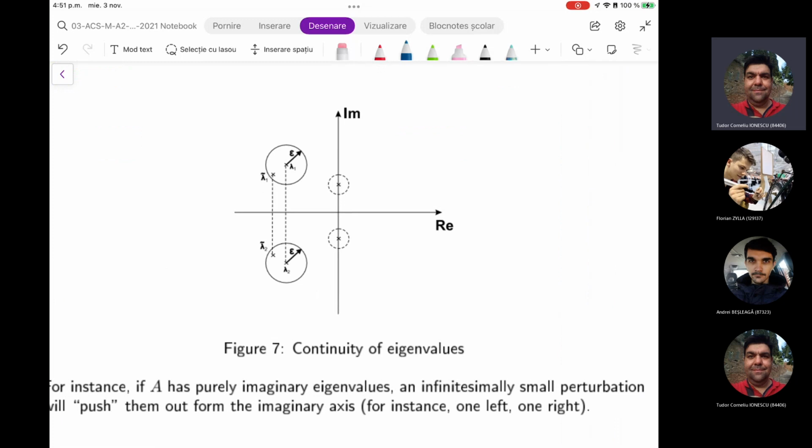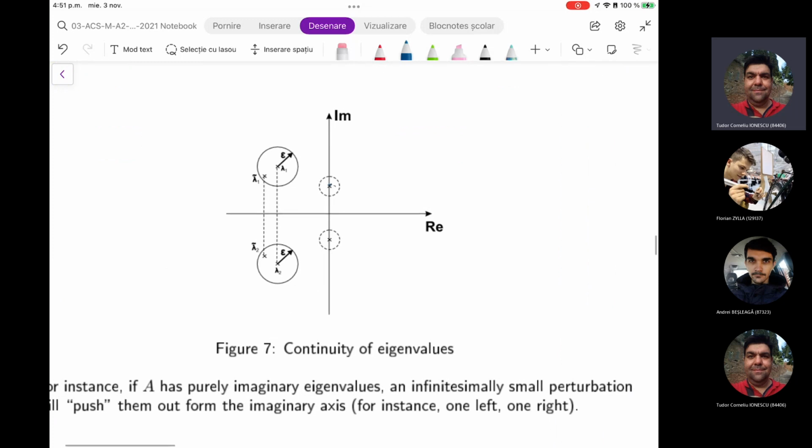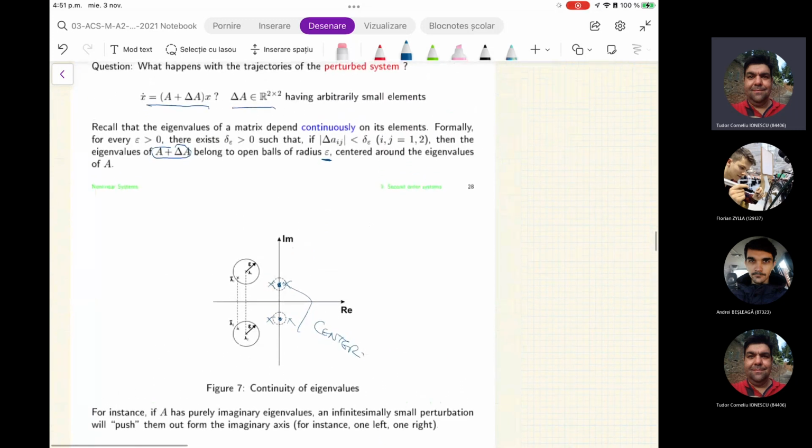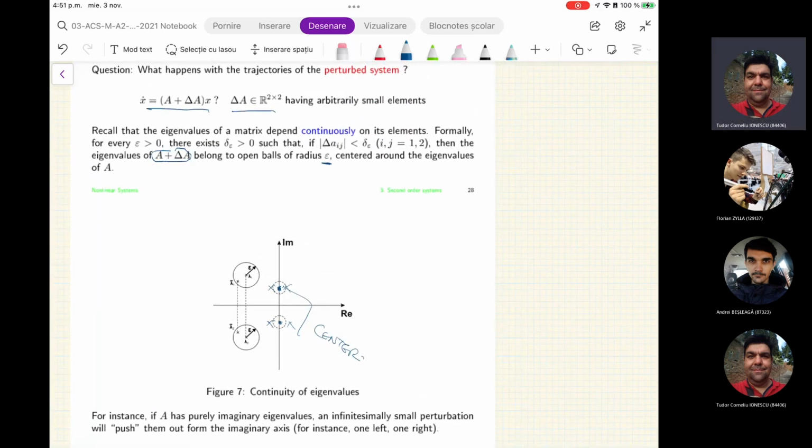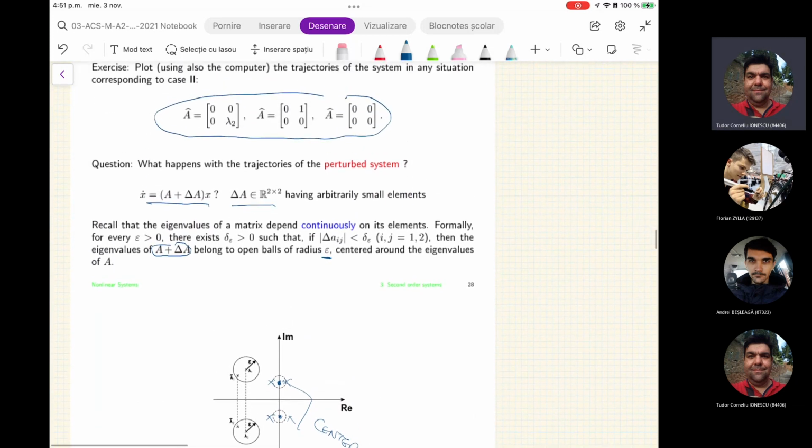Okay, look at this. Now, if you're on the imaginary axis, in this case, this is the center case. Any small perturbation is bringing the eigenvalues either here, where you get a stable focus, or to the other side, where you get an unstable focus. That's why we call the center not to be structurally stable. Is the argument clear to you? Why the center is not a structurally stable equilibrium point?